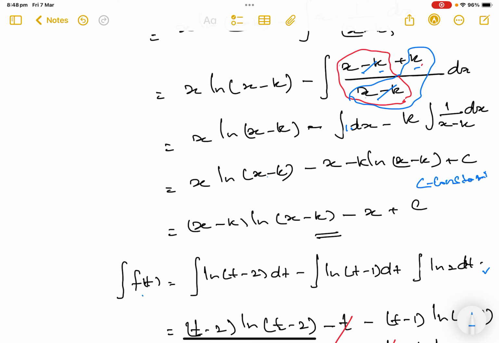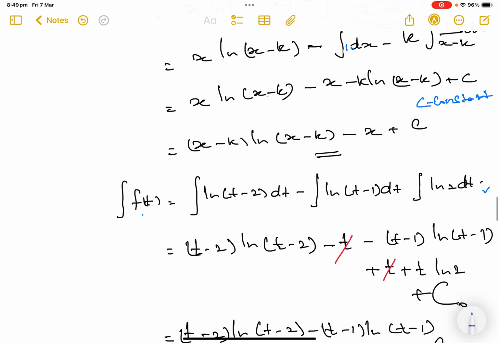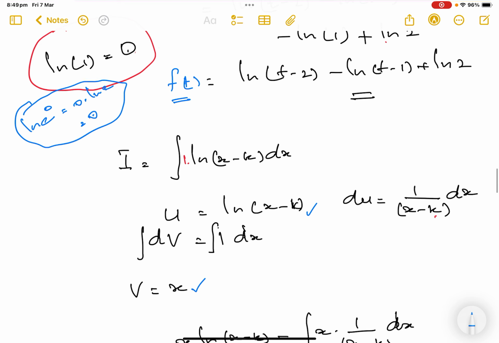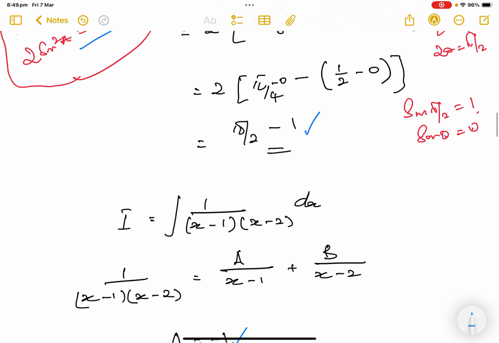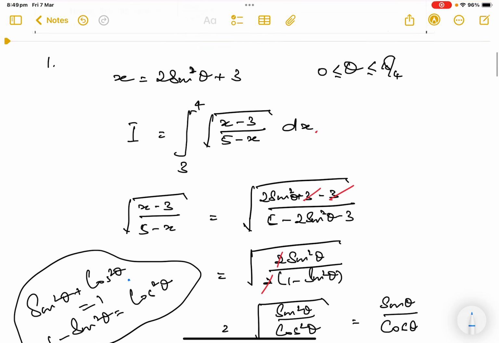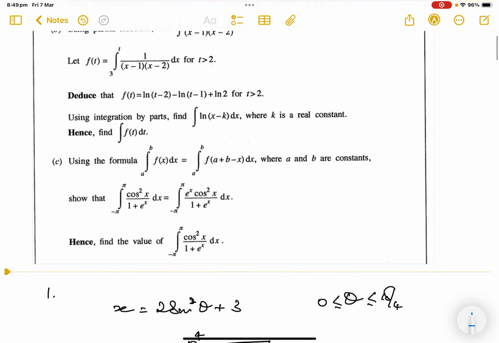Right. Simplified, here we have ln(x minus k), another ln(x minus k). If I take that out, what we have is x minus k times ln(x minus k). Then we have minus x, and plus c. So that is integration by parts, done. That's done. Right, next part. Lots of integrations.